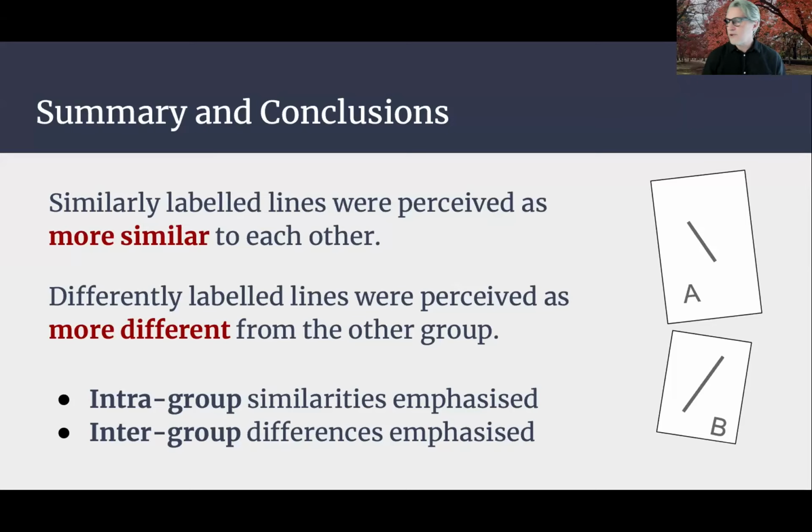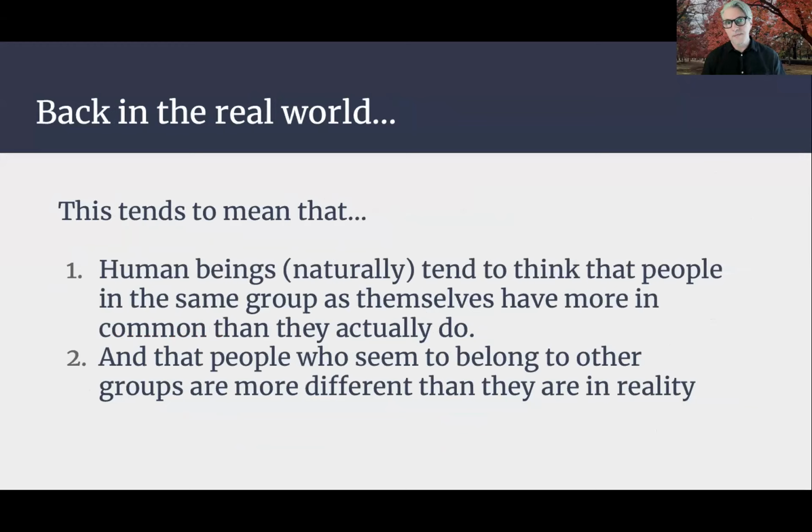So if we put that in human terms, what this tends to mean is that if we perceive ourselves as being in a particular group, we are more likely to perceive other members of that group as being more similar to us, or more similar to each other, including us, than they actually are. So if we're a member of group A, then we will perceive other members of group A as being more similar to each other and more similar to us, because our mind knows that they are in the same group.